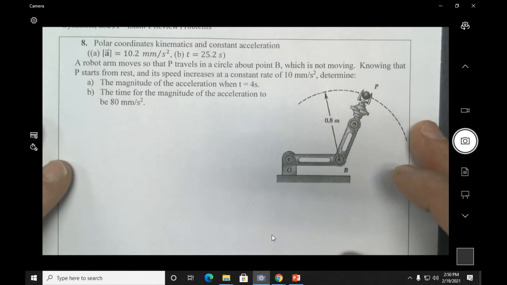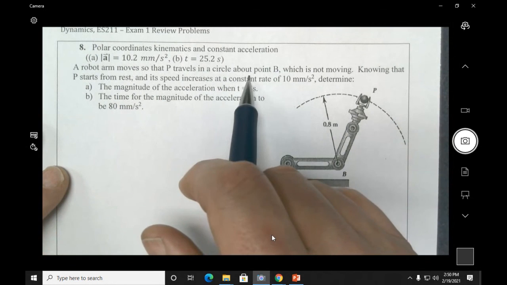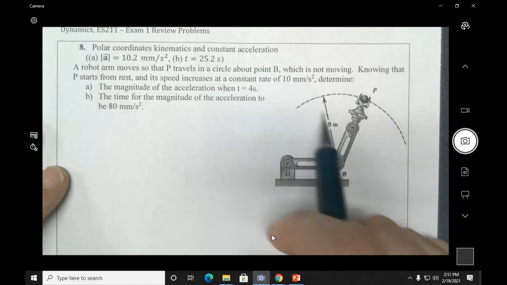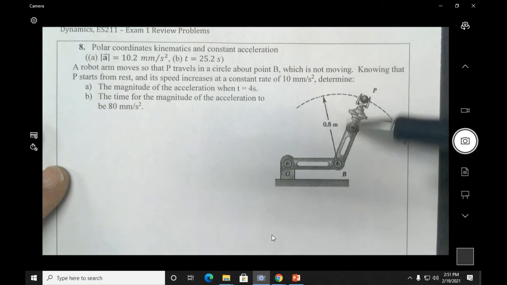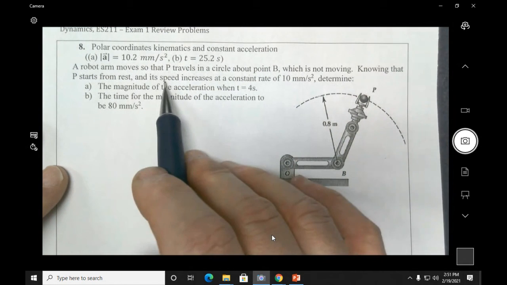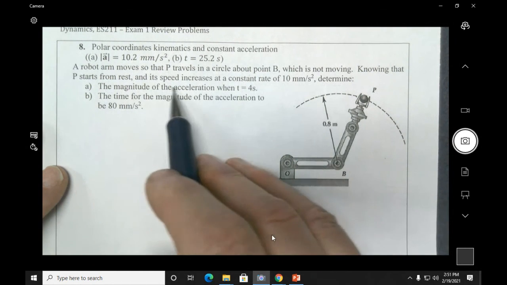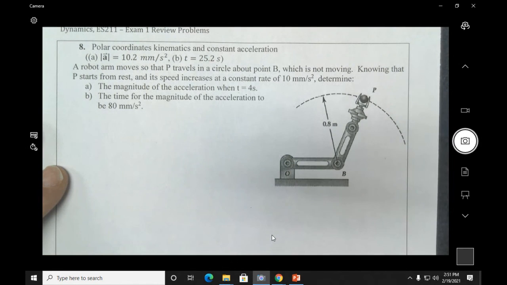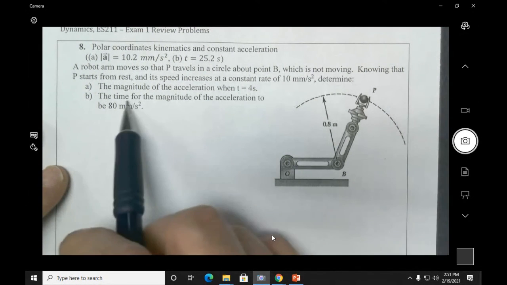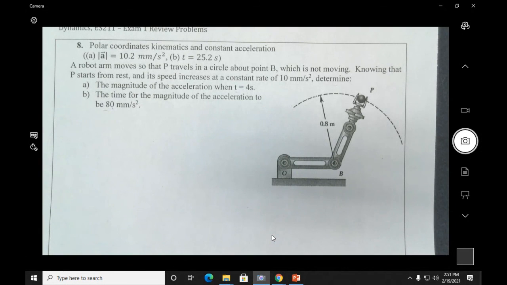All right. Oh, I see. Okay, this is actually polar and path. The robot arm moves so that P travels in a circle, so I guess it's really path about point B, which is not moving. That's fortunate. Knowing that P starts from rest and its speed increases at a constant rate of 10 millimeters per second squared, determine the magnitude of the acceleration when t is equal to 4 seconds, and the time for the magnitude of the acceleration to be 80 millimeters per second squared.